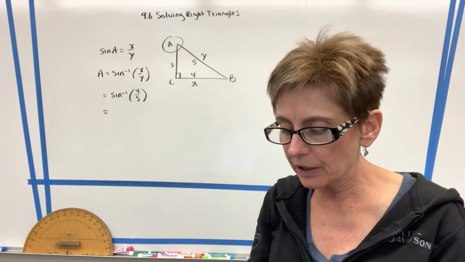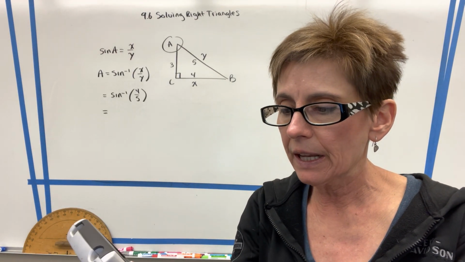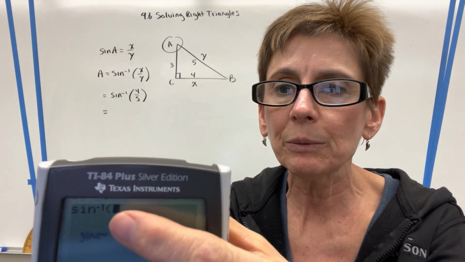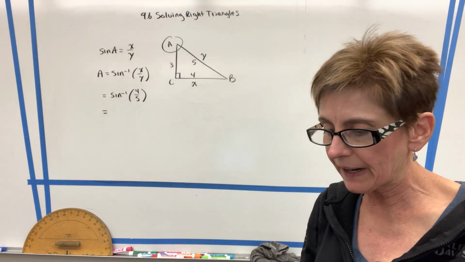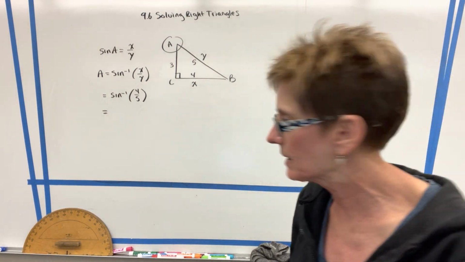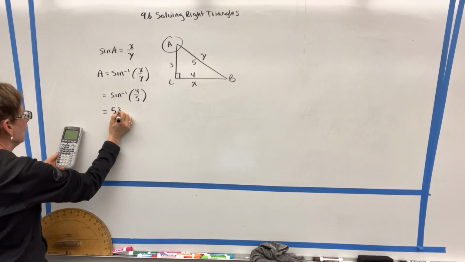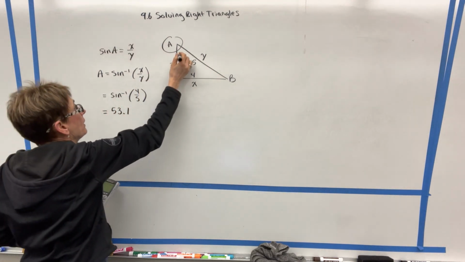Now, the way that you're going to do that on your calculator is first by pushing the second button, and then sine. You're going to see on your screen there's a sine with a little -1 next to it. In parentheses, you put 4 divided by 5, end your parentheses and hit enter. And your calculator will tell you that the angle that has a sine of 4 over 5 is 53.1 degrees.